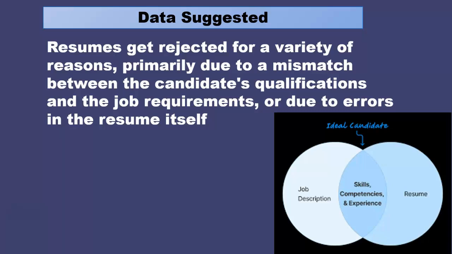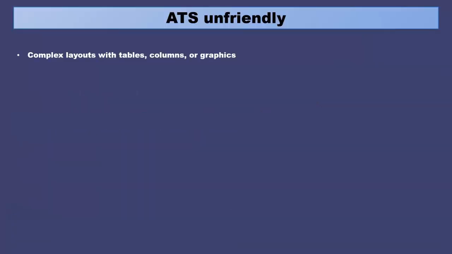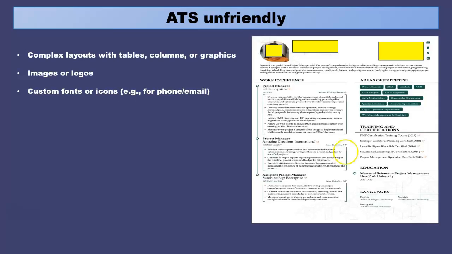But first we'll see how your resume is ATS unfriendly. Either it has a complex layout with tables, columns, or graphics, or you have used lots of images or logos in your resume, custom fonts, or icons like phone icons and email icons, as seen in this image, where LinkedIn icons and email icons are used that can't be read by ATS software.